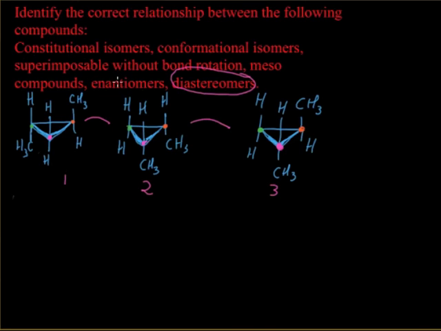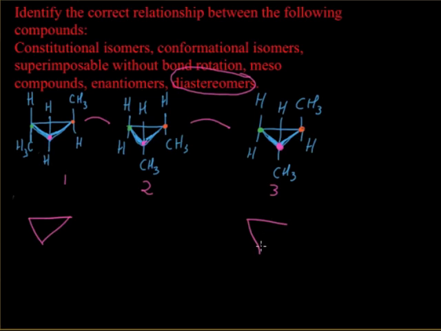Okay, there's basically, you can either do this by trying to move it around in your mind and seeing if they match up, or if you're not that great at that, and the only way to get better at that is to use your model, it's probably going to be easiest to just go ahead and name them with the R and S labels. To do that, let's draw the cyclopropanes in the plane of the board.